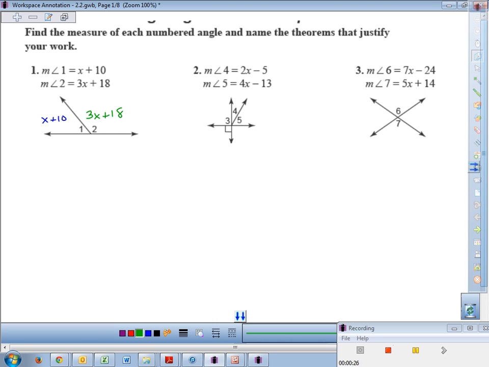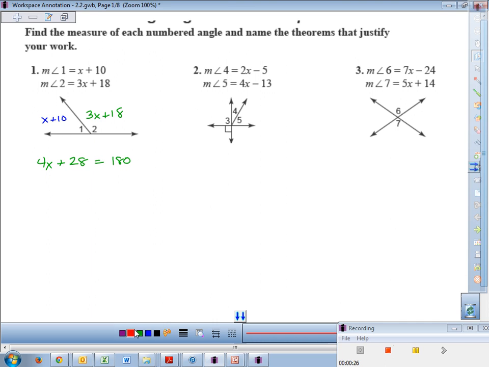What should we do with those if those are a linear pair? Set them equal to each other is what a bunch of people say. Folks, we got to learn that. We got to add them together and set it equal to 180. So how many x's do I have? 4x. How many constants do I have? 28. That will equal 180.